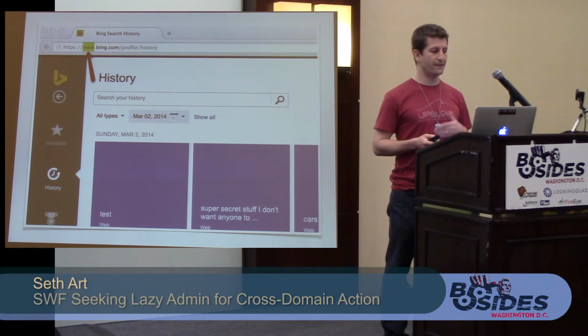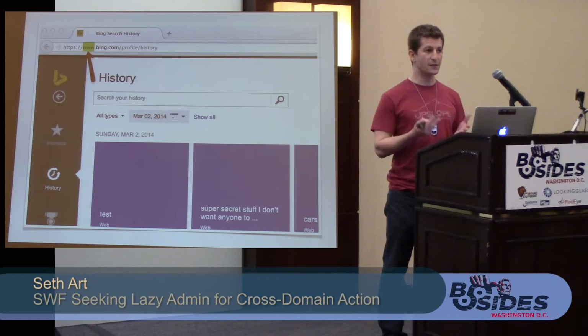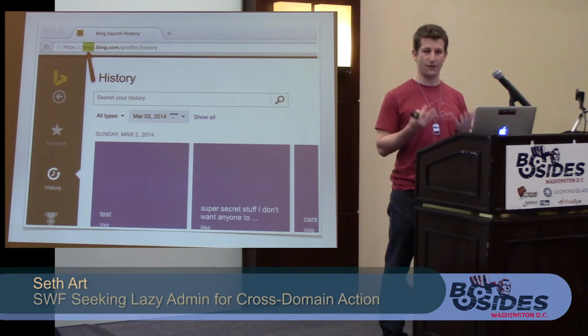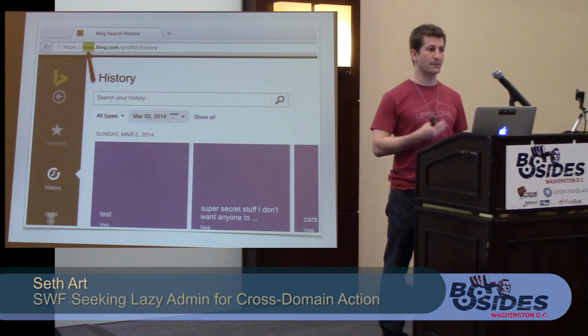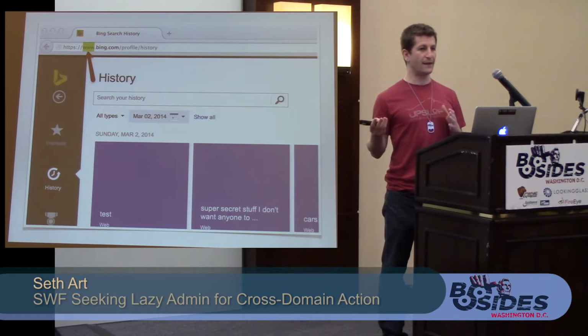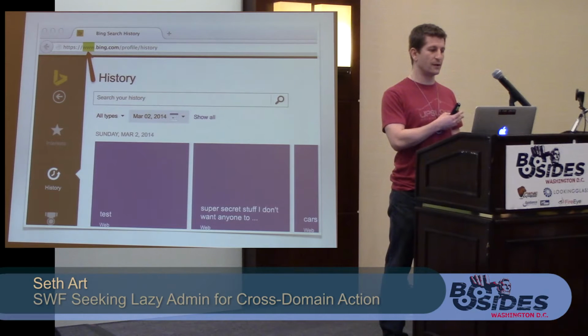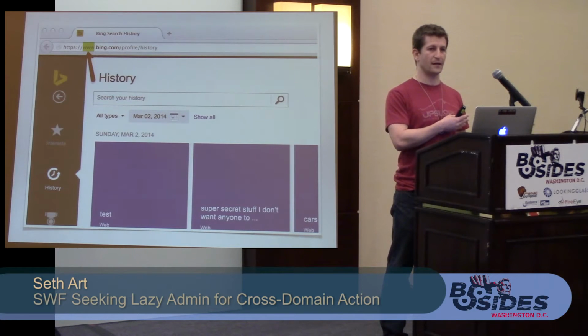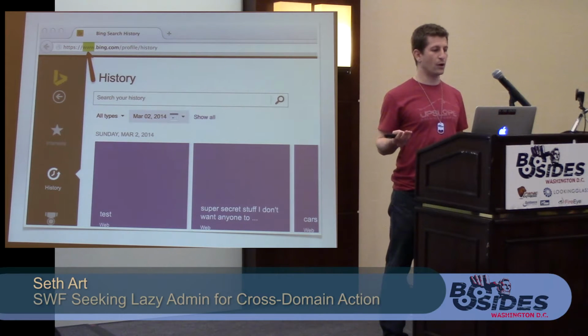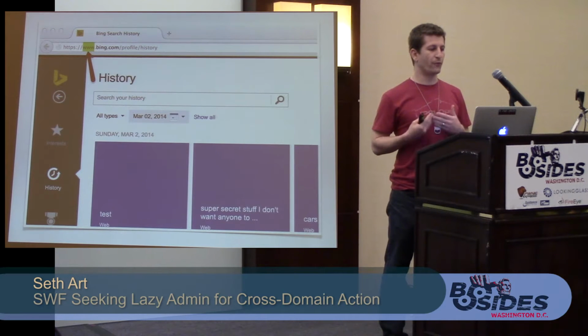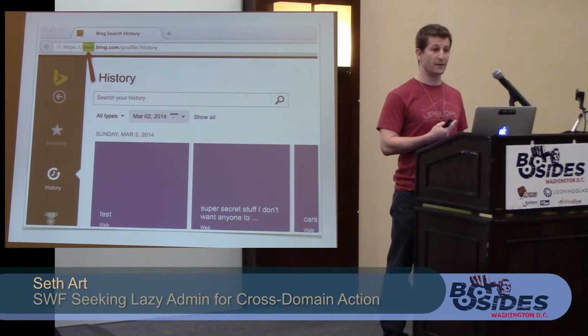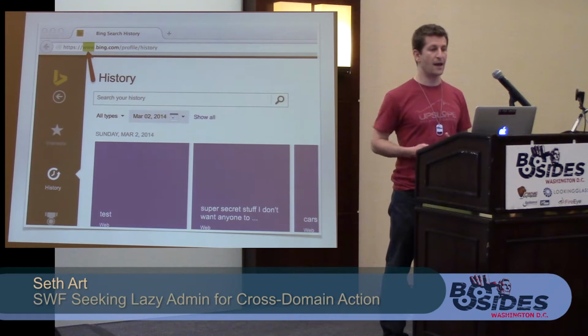However, if you enter www.bing.com/profile/history and you're authenticated, you still get your sensitive authenticated search history at www. So combine that with the fact that www is sitting on an overly permissive crossdomain.xml, and we can now write an exploit that will force the victim to browse, without them even knowing, to www.bing.com/profile/history and send you everything that they've ever searched for.